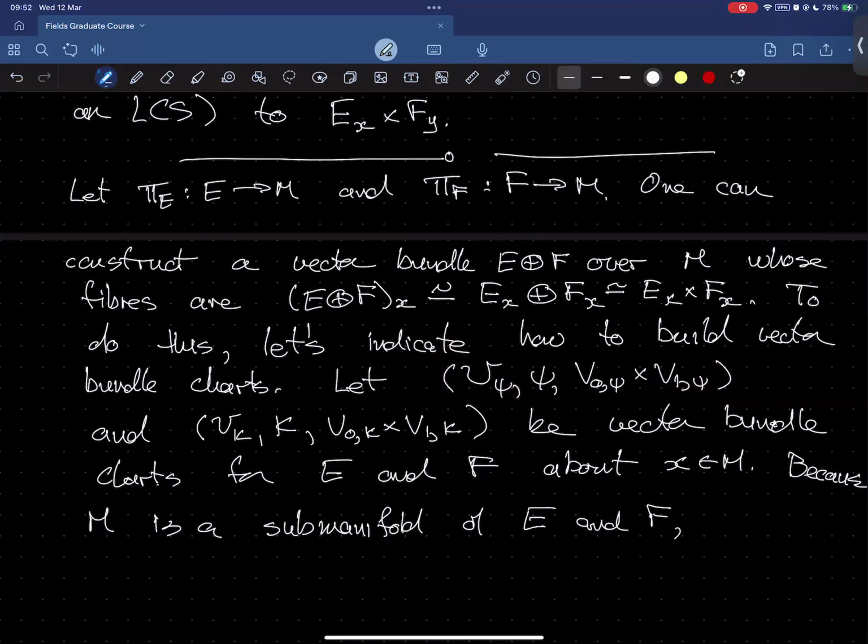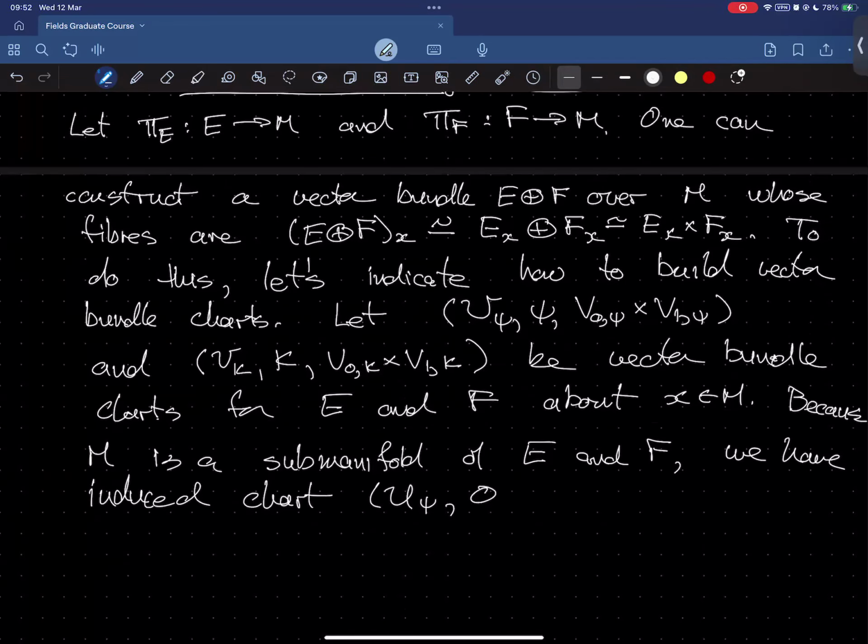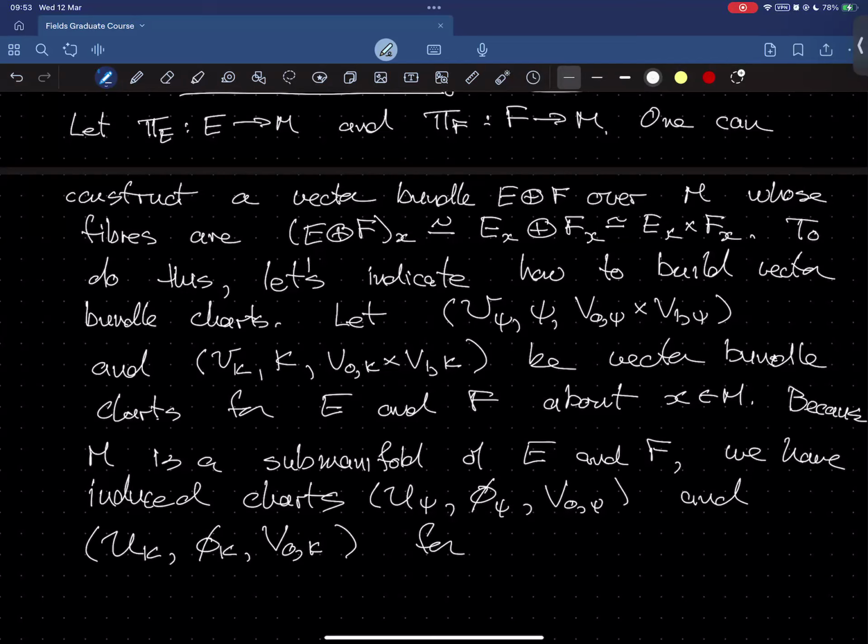So we have induced charts. Let's say U psi, and let me call it, just because I'm going to simplify this here in a moment, phi psi, and then V0 psi, and U kappa, phi kappa, V0 kappa charts for M.